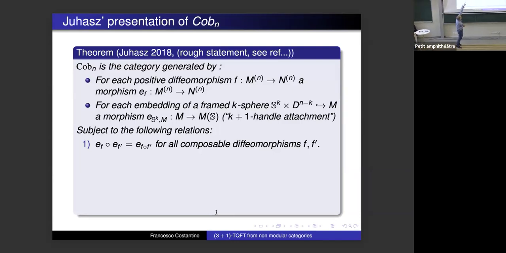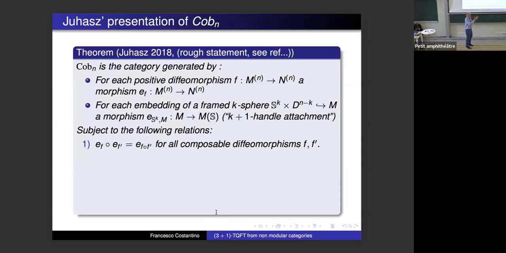There is one arrow, which I note E_F, for every diffeomorphism F between two n-dimensional manifolds. Okay, I call it E_F. There is one arrow for every handle you can glue on an n-manifold. So what's a handle? It's an embedding of S^k times D^(n-k), where S^k is the k-dimensional sphere, times D^(n-k) into M. Okay, it's called an index k+1 handle.